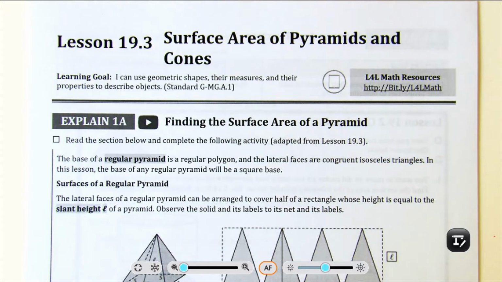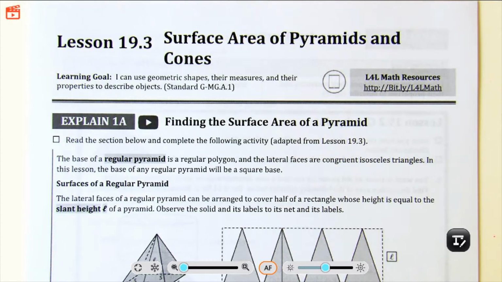Hello class, this is lesson 19.3, surface area of pyramids and cones. So in this lesson, we are going to talk about how to find the surface area of a pyramid and the surface area of a cone. And we're going to look at two key equations in doing that.